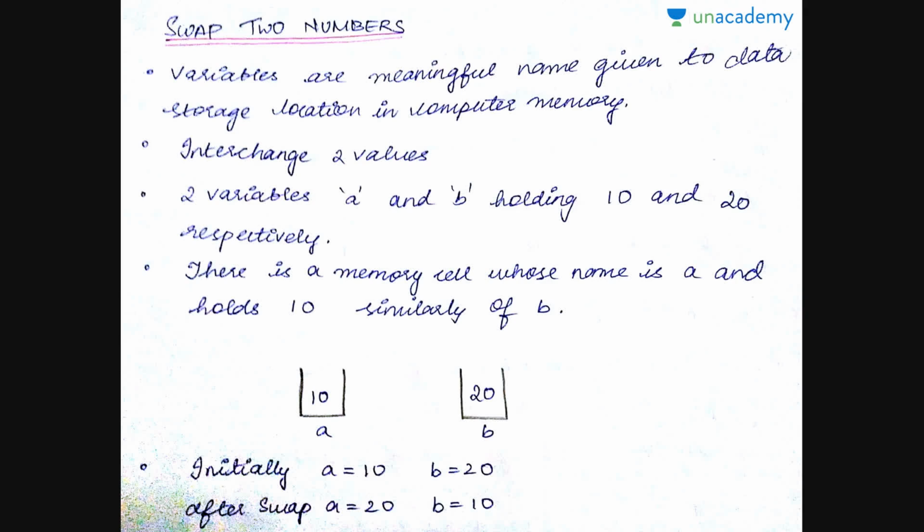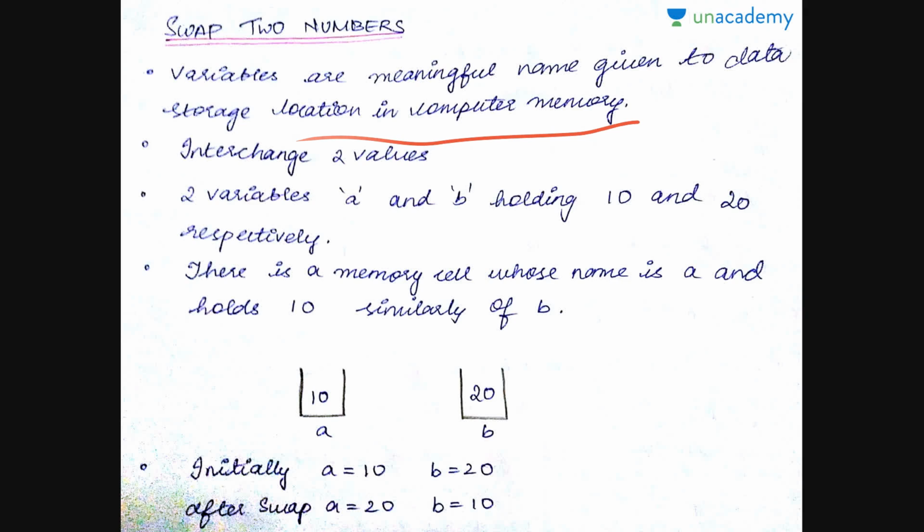What do you mean by swap of two numbers? It is nothing but interchanging the values which they hold. For example, if A is a variable which holds 10 and B is another variable which holds 20, we'll interchange the values. And variables are, as we know, meaningful names given to data storage locations in computer memory. So once we declare a variable, it gets stored in the computer memory and it's nothing but the name.